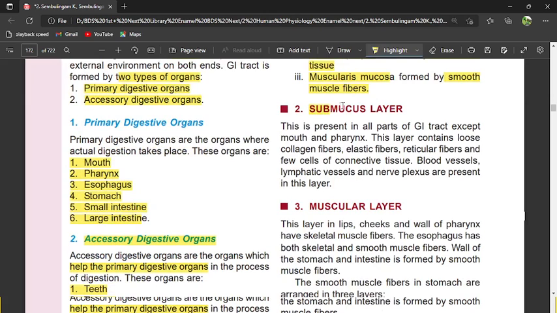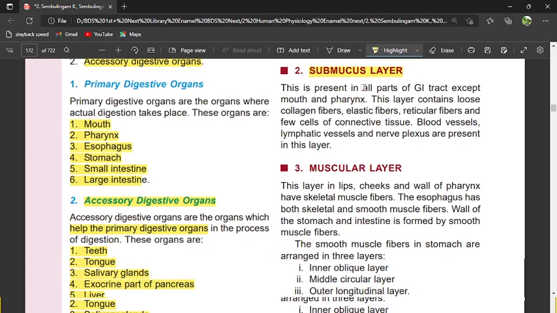Then the second layer is what? Submucous layer. Submucous layer is present in all of the GI tract except the mouth and the pharynx. This layer contains loose collagen fibers. See, the submucous layer is present in the esophagus, stomach, small intestine, large intestine, but it is not present in the mouth and pharynx. Please remember, in your primary organ, mouth and pharynx, from which you get one more important MCQ.